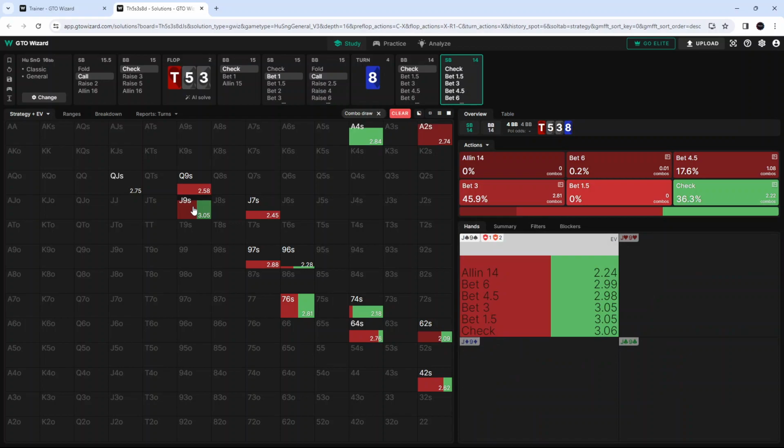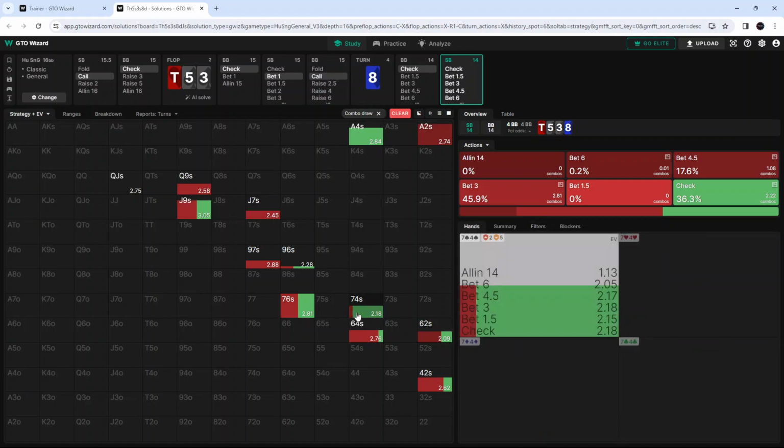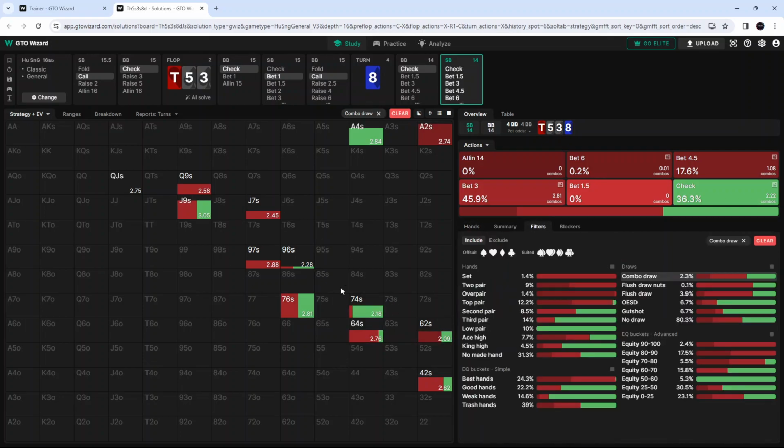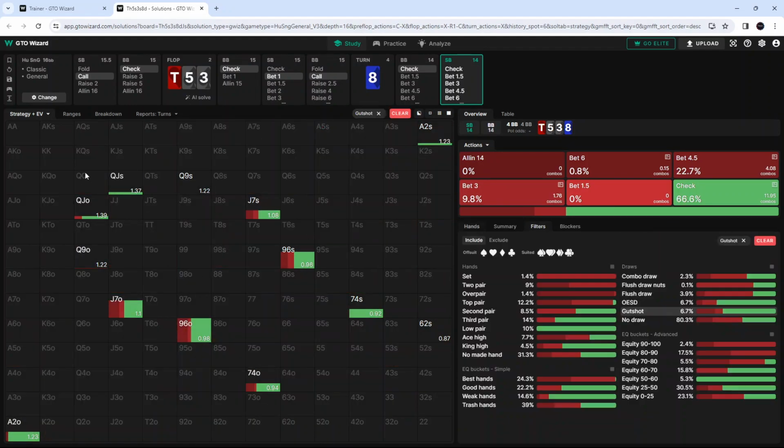If we have one of our Jack X ones, it's happy to pretty much always take it. And with some of our lower ones, it starts to check them a little bit more often. And I think this is just because it's a little bit more scared to face a raise, but it seems a combo draw's got enough anyway. But there is another part of our draws I want to check, and that's the gut shots.